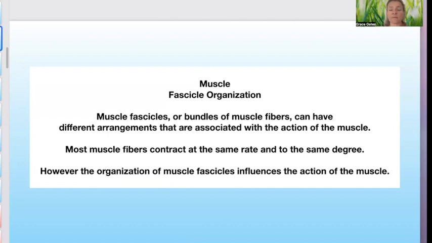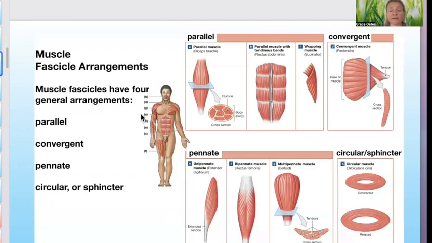It can make the muscle have more strength or less strength in and of itself just because of the arrangement of the fascicles. Muscle fascicles have 4 general arrangements: parallel, convergent, pennate, and circular or sphincter. Of these 4, I will give examples. And just be aware that parallel arrangements are the most common, and sphincter arrangements are extremely important clinically.